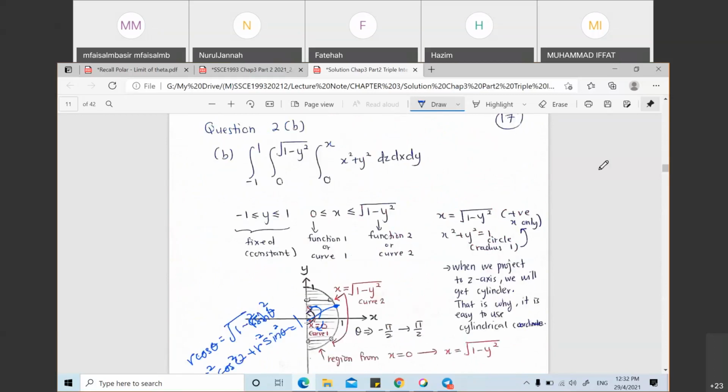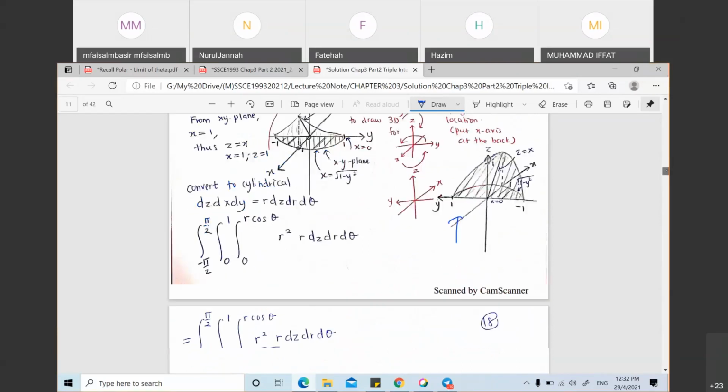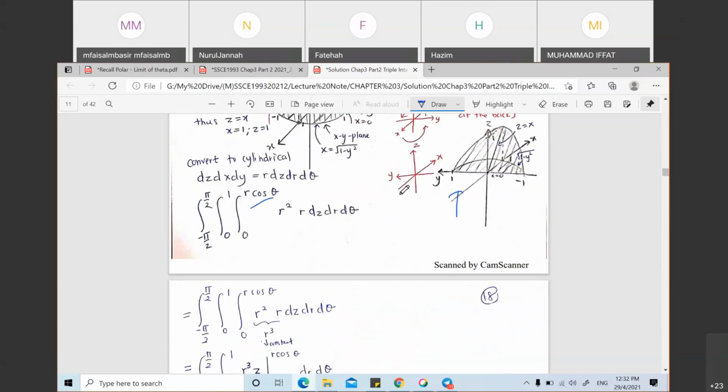Oh yeah, we have z equals x, right? From here, the easy way to see is when z is 0, r will be 0. z equals x, which means this is r cos theta. So you can directly say that z is from 0 to r cos theta. So that's why they put r cos theta here. So this is the easy way.